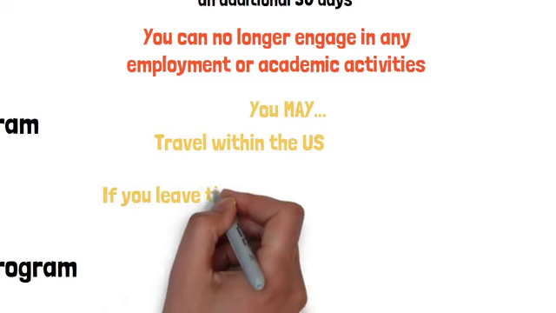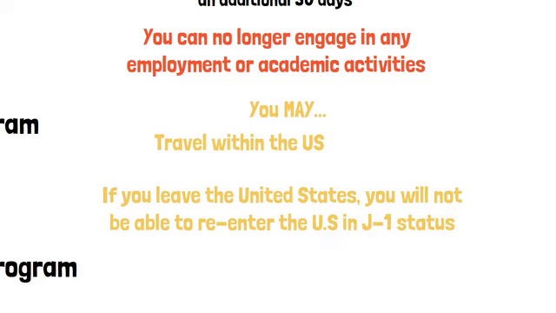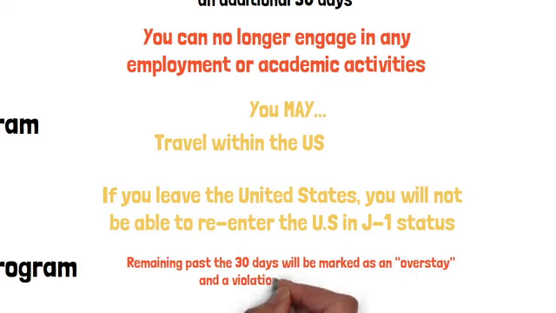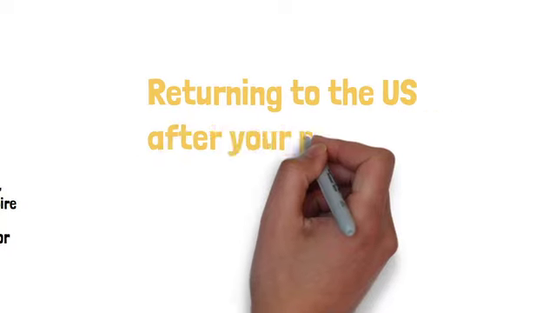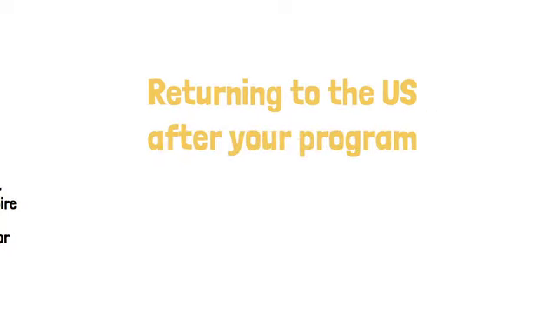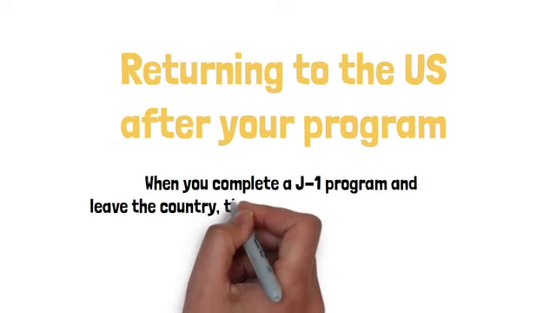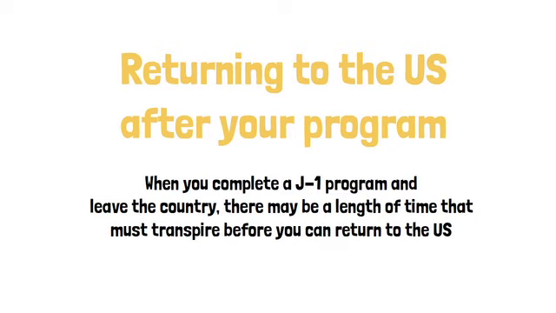If you leave the United States, you will not be able to re-enter the US in J1 status. Remaining past the 30 days will be marked as an overstay and a violation of your J1 status. Returning to the US after your program. Depending on your J1 visa category, when you complete a J1 program and leave the country, there may be a length of time that must transpire before you can return to the United States or participate in another J1 program.